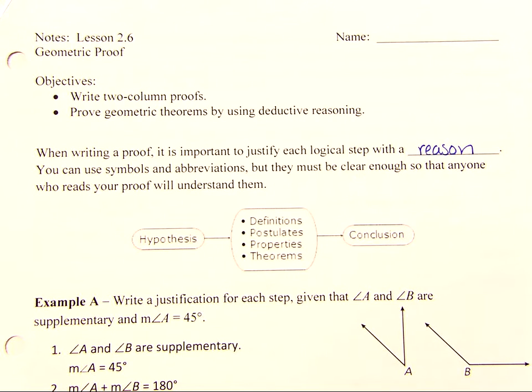And we can use symbols and abbreviations, but we must make sure that our work is clear enough so that anyone who reads the proof can understand it. We need other people to be able to interpret our work. When you have a proof, we have our givens, which is our hypothesis, and we have what we're trying to prove, which is the conclusion. To get to that point, we're going to use our definitions, postulates, properties, and theorems.